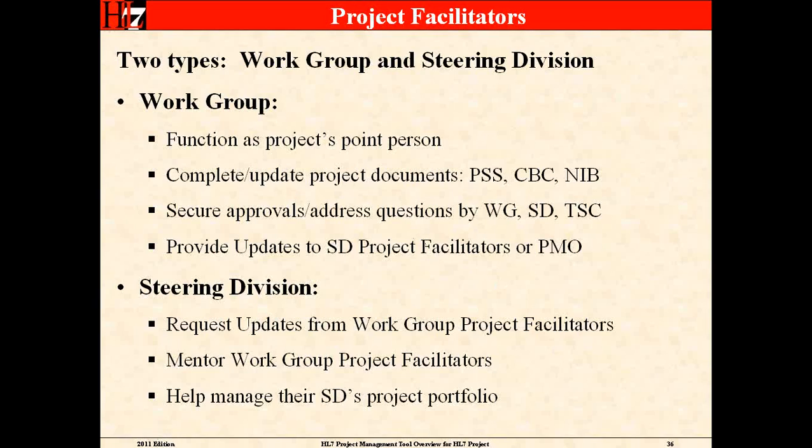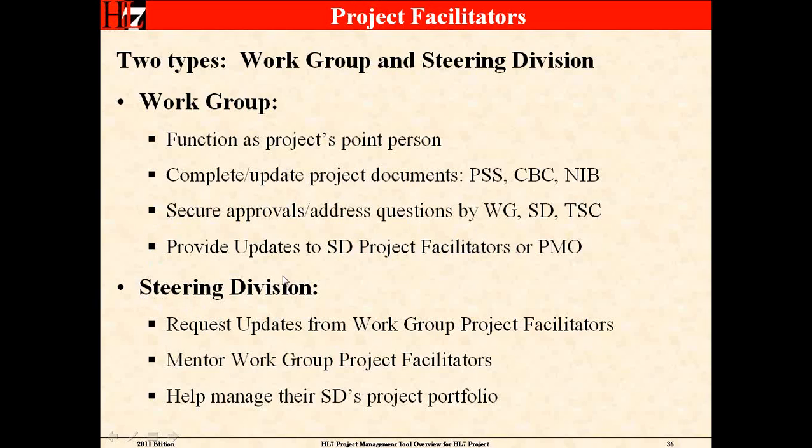I mentioned project facilitators quite a bit. There are two types. One is the work group level. The other is the steering division level. The work group level is typically people who function as a project's point person. So they're the go-to person if somebody has a question about a project. They're leading the project. They're completing certain documents that need to be completed, the project scope statement, the NIB form. They also secure approvals and address any questions brought forward by the work group, the steering division, or the TSC. And they're the person that I'll go to, or a steering division project facilitator will go to if they have questions.